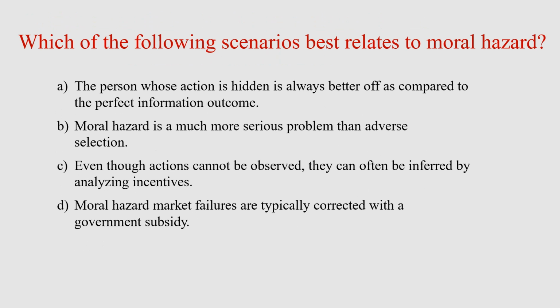Which of the following scenarios best relates to moral hazard? The person whose action is hidden is always better off as compared to the perfect information outcome. Moral hazard is a much more serious problem than adverse selection. Even though actions cannot be observed, they can often be inferred by analyzing incentives. And moral hazard market failures are typically corrected with a government subsidy. Well, I think A would be on my list here, but think it over.